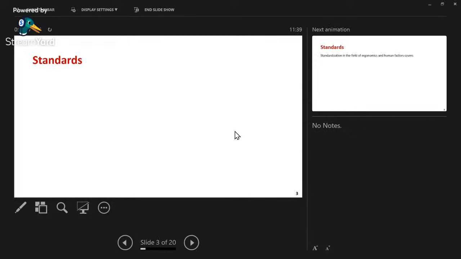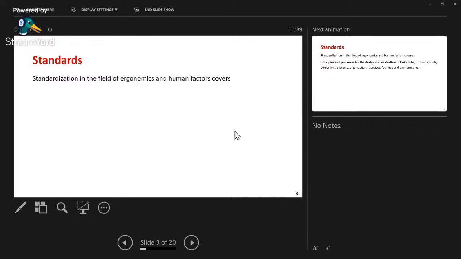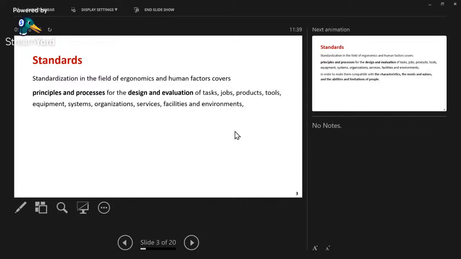Basically, what are standards? The whole activity of standardization in the field of ergonomics and human factors covers a number of things. Basically, it covers the principles and processes for the design and evaluation of tasks, jobs, products, tools, equipment, systems, organizations, services, facilities, environment, almost everything you can think of. But remember, the principles and processes on one hand, and the design and evaluation on the other hand.